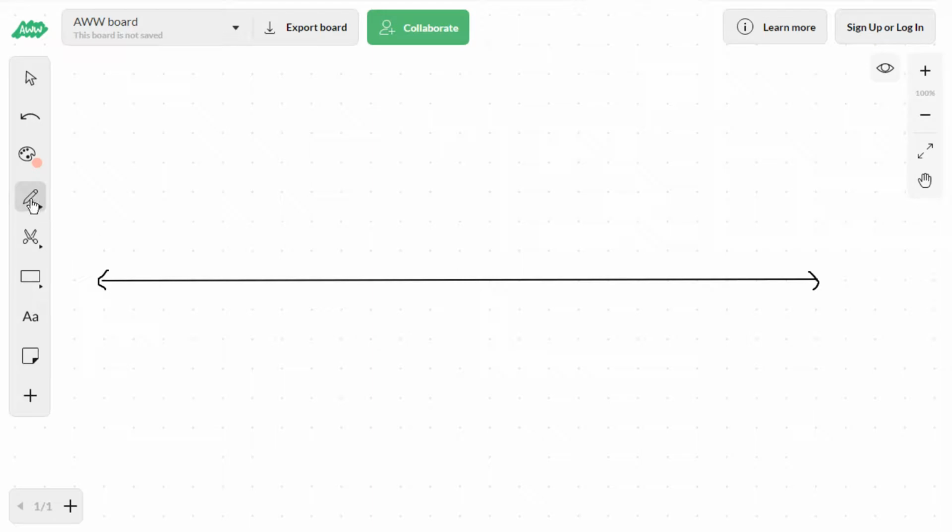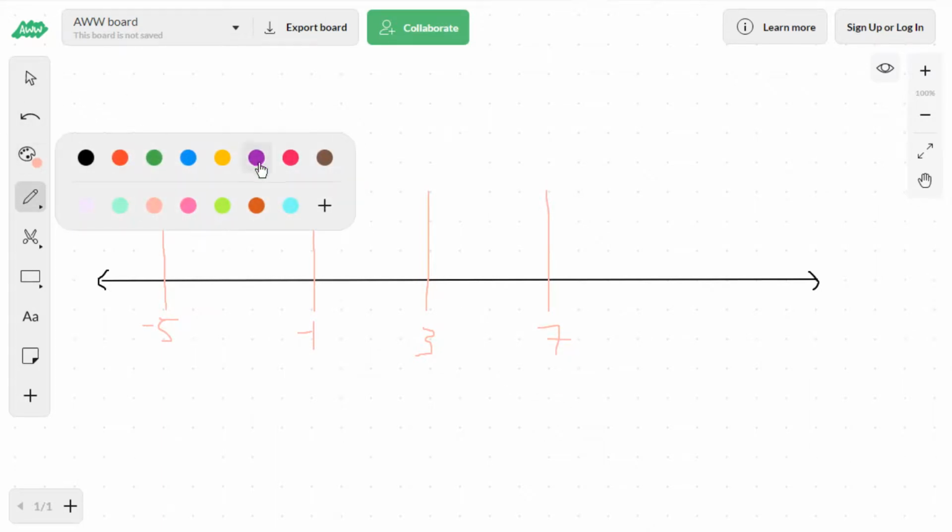this color. Okay, so basically the idea is I just want to get a couple of numbers on the number line over here. Let's say we've got here's -5, then maybe -1 over here. What else? 3, and I guess 7. Okay, so we've got some numbers there. I guess we could put a few more, but that's probably enough for now.